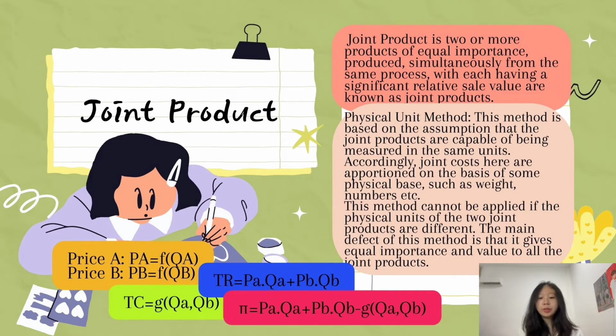Joint cost, namely the cost incurred by the producer to produce both types of goods, can be shown by the function TC equals G(QA, QB).